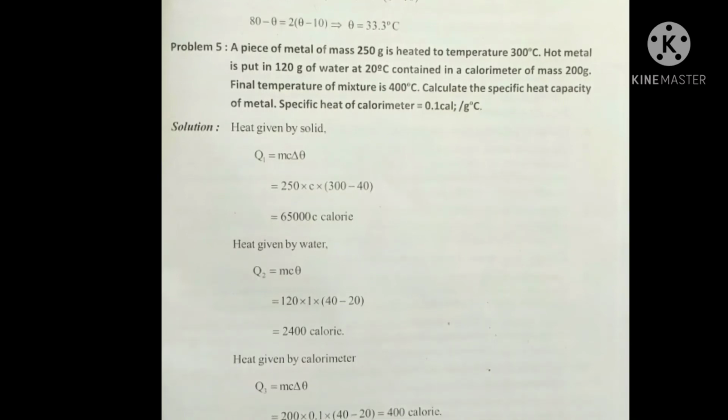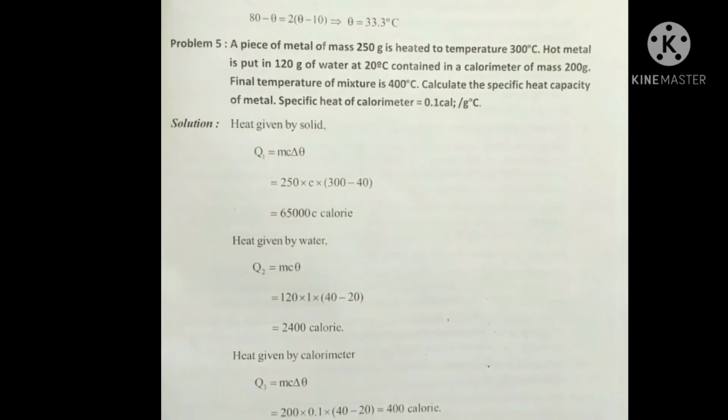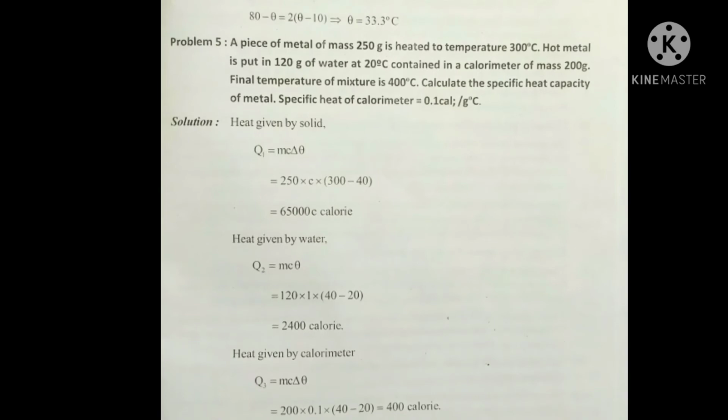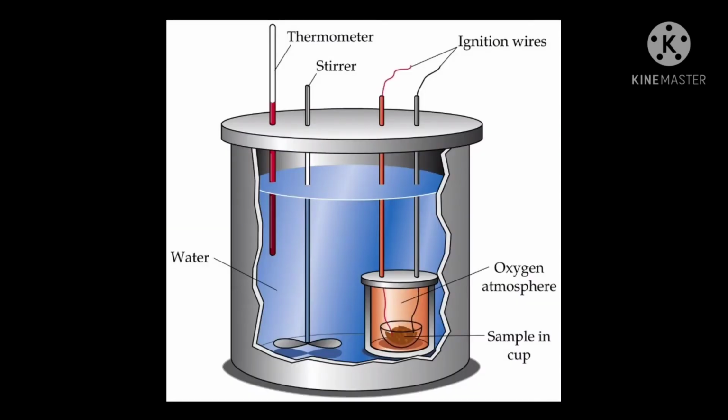Here the final temperature of the mixture is 40 degrees centigrade. The mass is 250 grams, heated to a temperature of 300 degrees centigrade. This is the calorimeter. It is used for measuring the heat of chemical reactions or physical changes. A simple calorimeter consists of just a thermometer attached to a container.